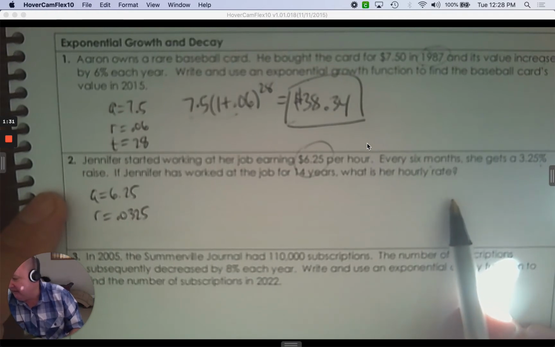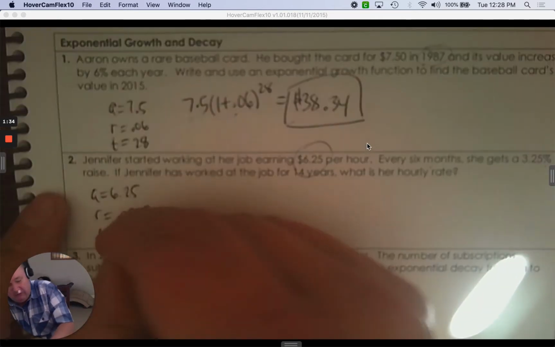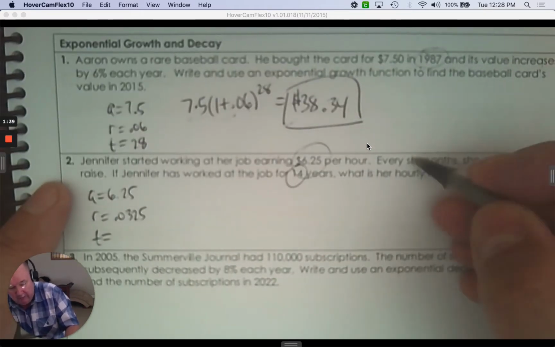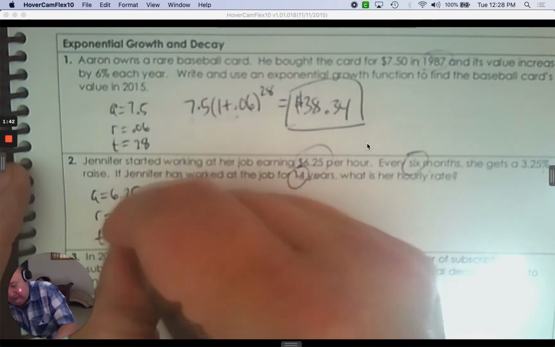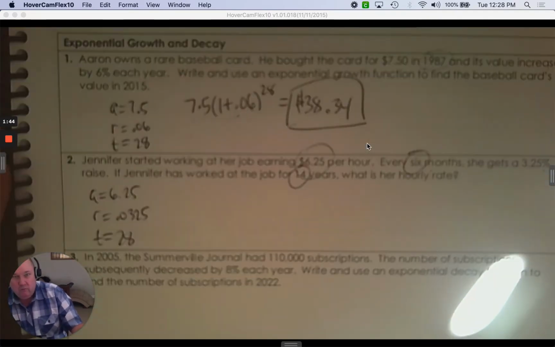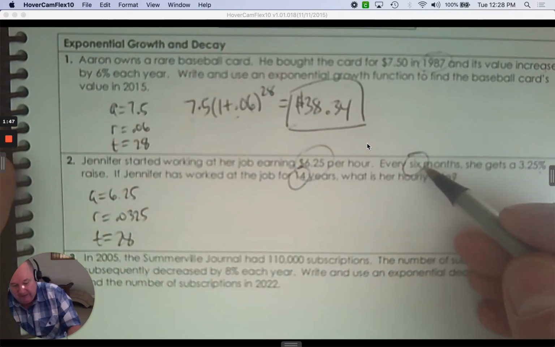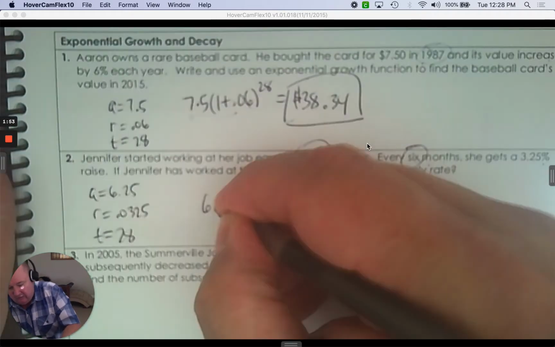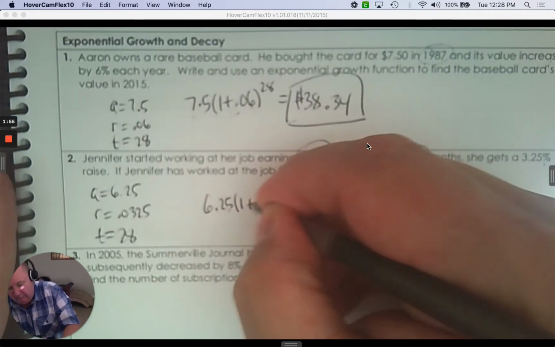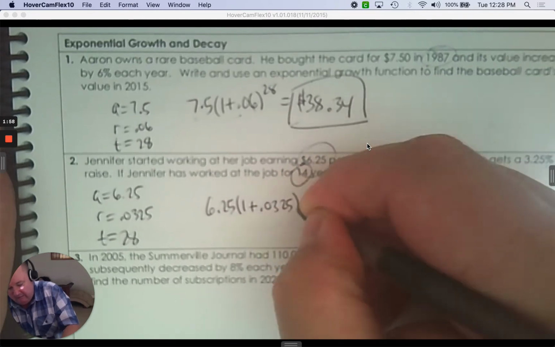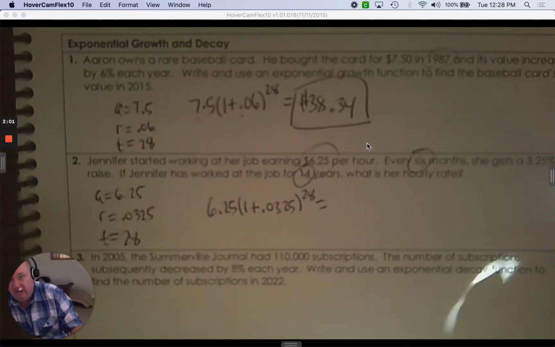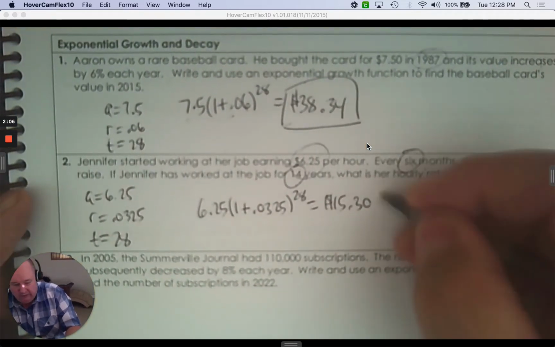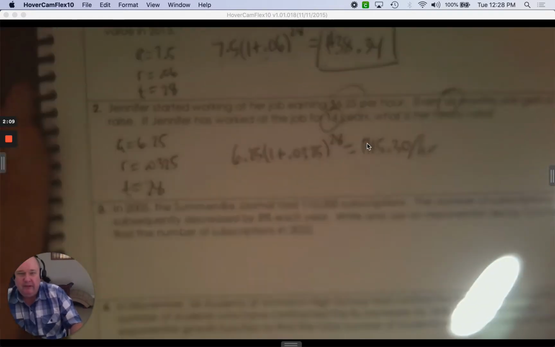To understand this, because it's every 6 months, how many times are we doing this? How many 6 months are in 14 years? The answer is 28. So it's $6.25, 1 plus 0.0325 to the exponent 28. Type that in your calculator, and now she earns $15.30 per hour.